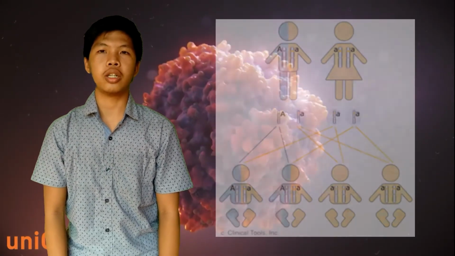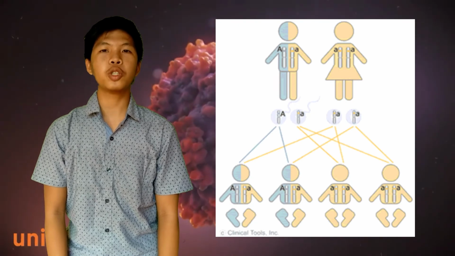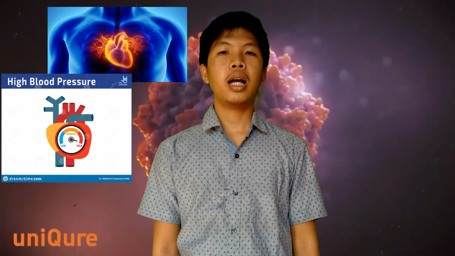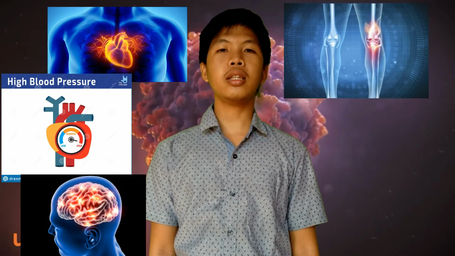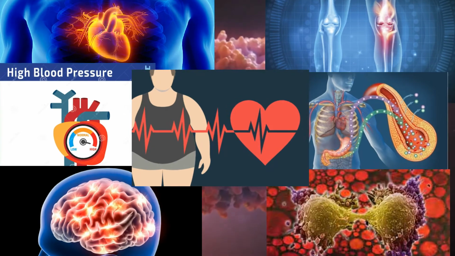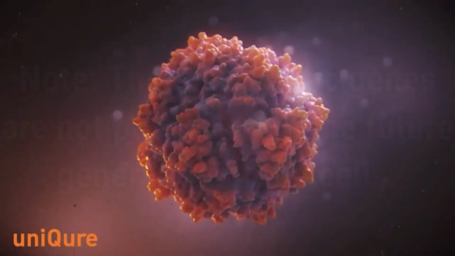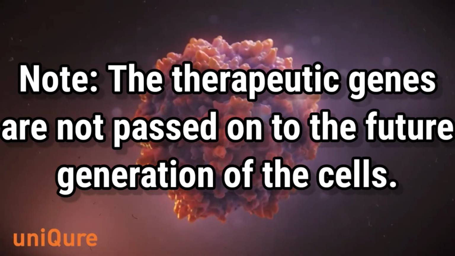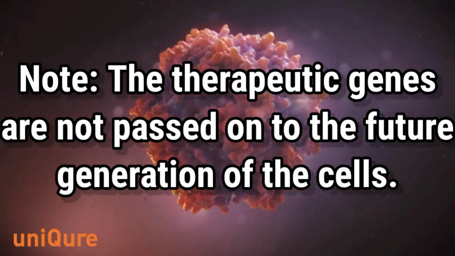Organisms inherit genetic information that results in continuity of structure and function between parents and offspring. Some genetic inheritance disorders are heart disease, high blood pressure, Alzheimer's disease, arthritis, diabetes, cancer, and obesity. Note that the therapeutic gene is not passed on to the future generation of cells, so the harm of the disease to your offspring is still present.